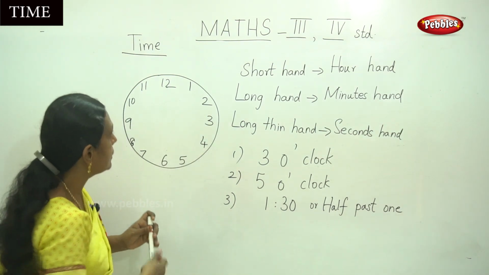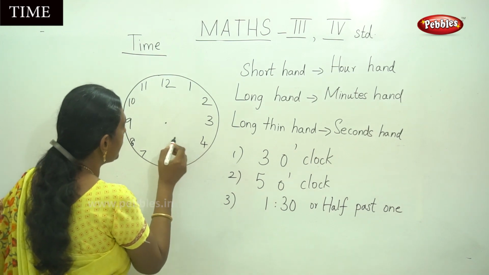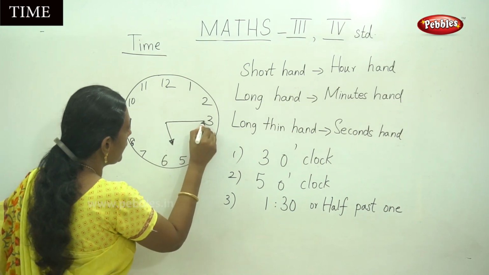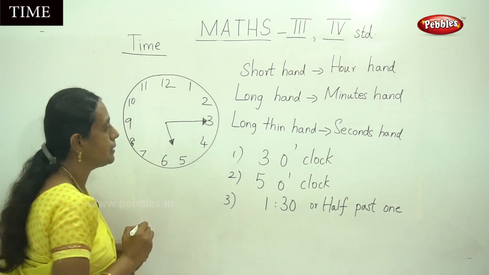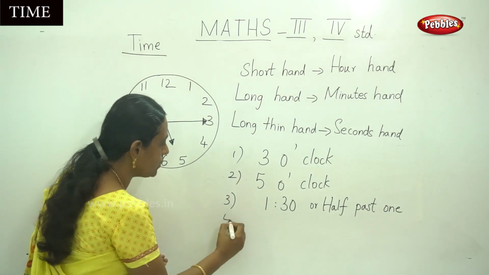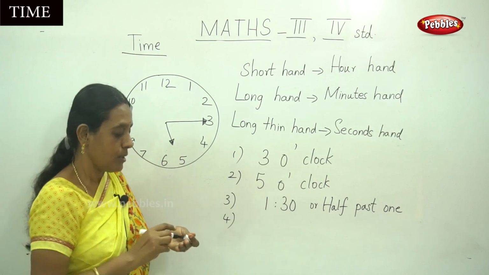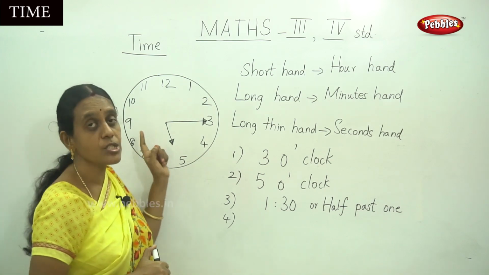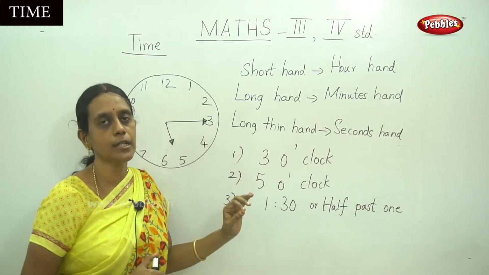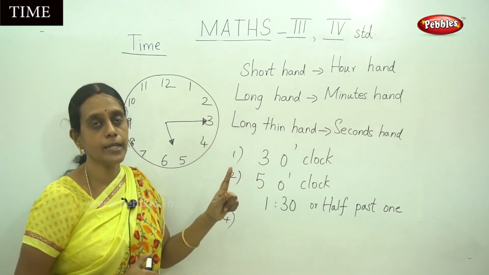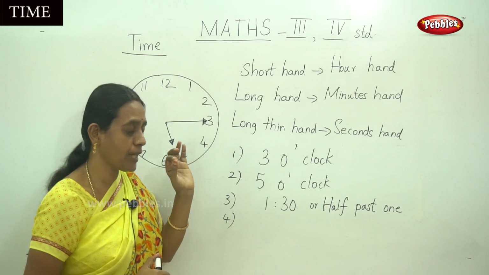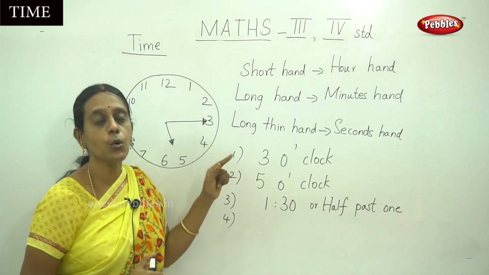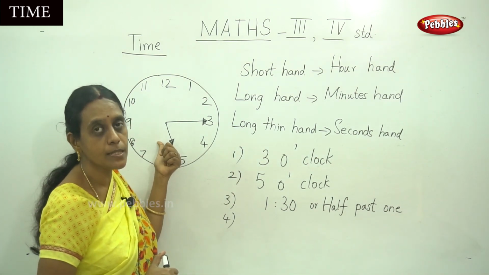Let me draw another hour and minute hand. That is the center point, and the short hand between 5 and 6, and the long hand exactly towards the number 3. First you have to write down the number shown by the short hand. You must always write first the number shown by the short hand.